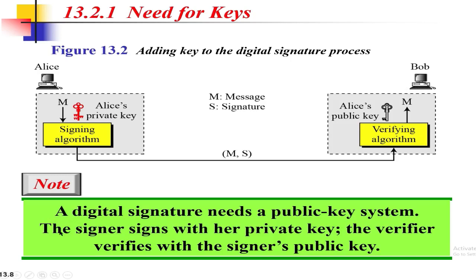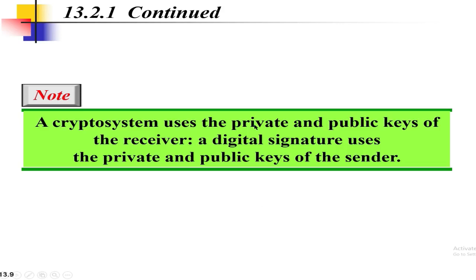So here, as you can see, a digital signature needs a public key system. The signer signs with her private key and the verifier verifies with the signer's public key. A crypto system uses the private key and public key of the receiver, whereas a digital signature uses the private key and public key of the sender, as I've already said.